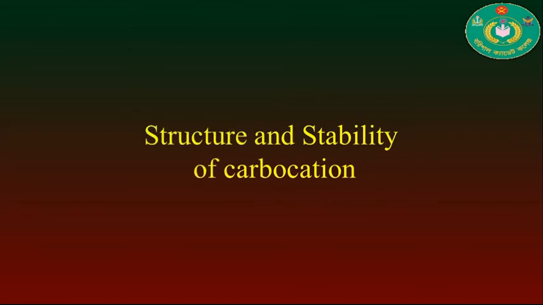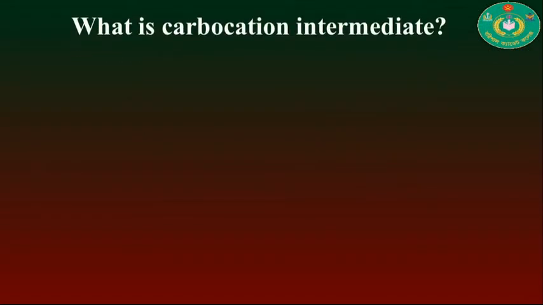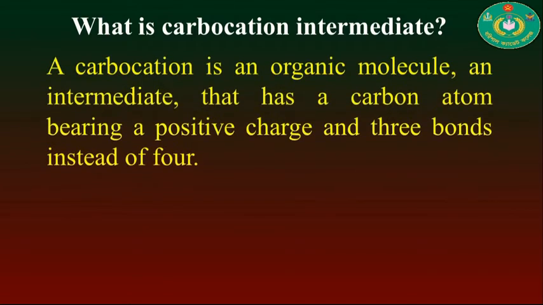Now move on to the structure and stability of carbocation. First of all, we have to solve a question, that is, what is a carbocation intermediate? A carbocation is an organic molecule, an intermediate that has a carbon atom bearing a positive charge and 3 bonds instead of 4.